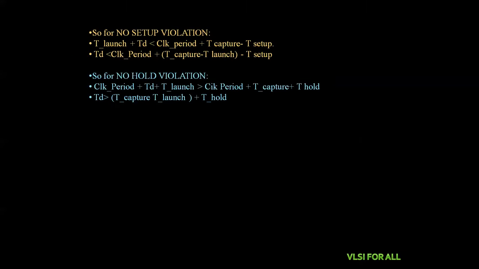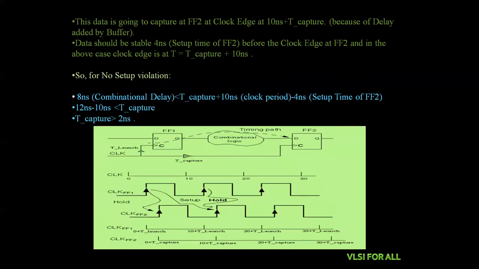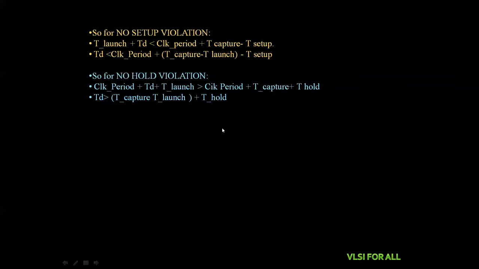In the same way, for no setup violation, the data path delay is T launch plus T combination, the combinational logic delay. The data path delay must be less than the clock period plus T capture minus T setup. So by using the same condition as we have discussed, but adding the T launch and T capture here, after manipulating, TD is less than the clock period plus T capture minus T launch minus T setup.